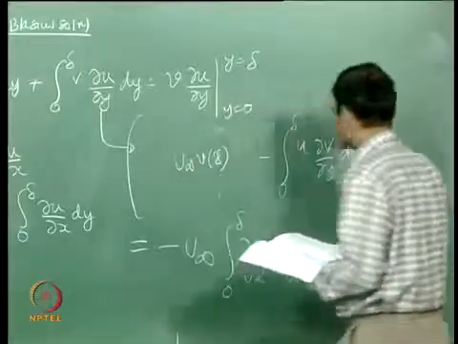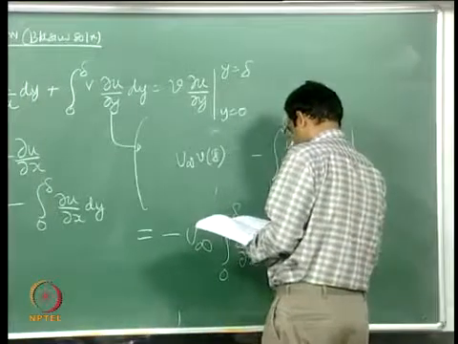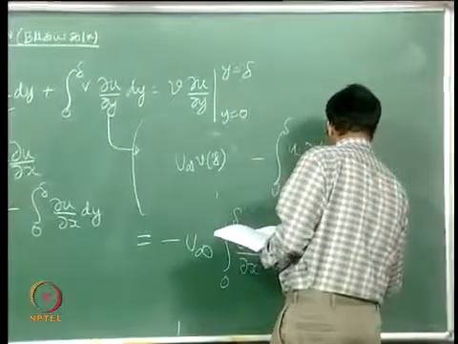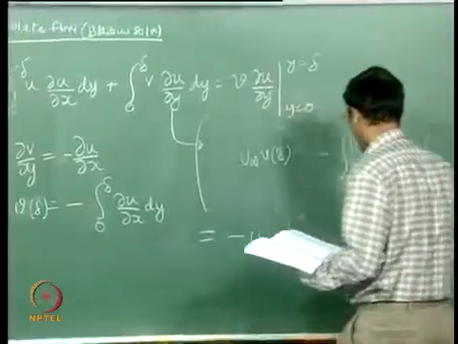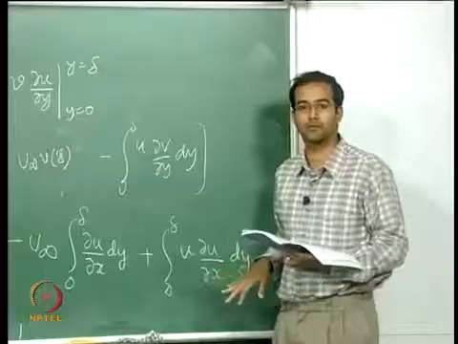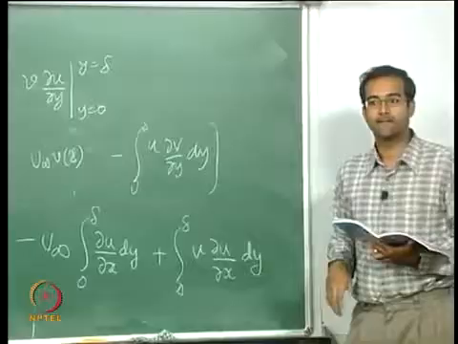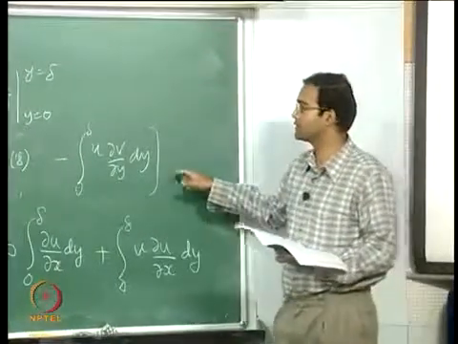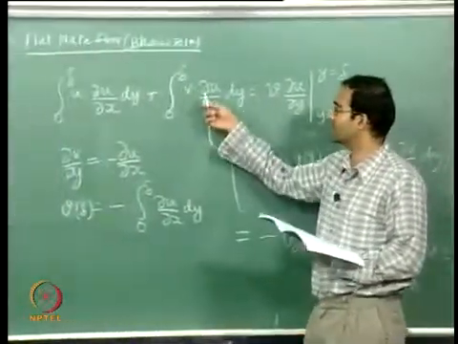Again dv by dy is minus du by dx, so this will be plus integral 0 to delta u du by dx dy. So this is how my second term works, and now you can see I have eliminated v completely, I have written everything in terms of u. Is that clear? Which part? Integration by parts. Okay, so basically I have integrated by parts here.